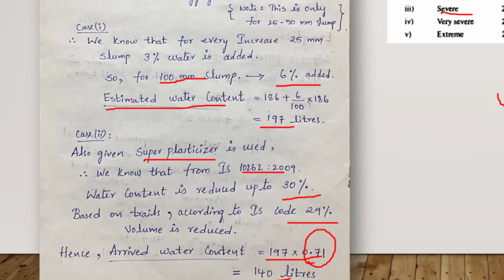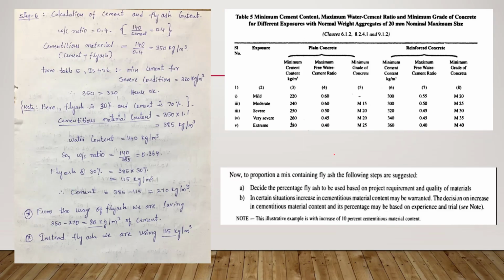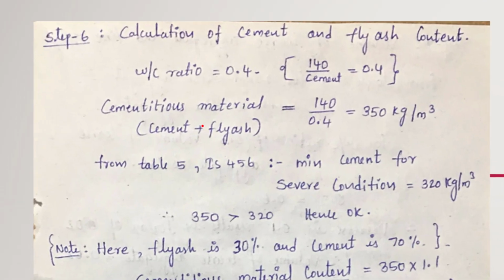This is very simple. Don't think that the steps are huge and very hard. No, it is very simple, and I am going to explain it in a simple way. Next, step 6, calculation of cement and fly ash content. In this example we used fly ash also, so we have to find the fly ash content too.